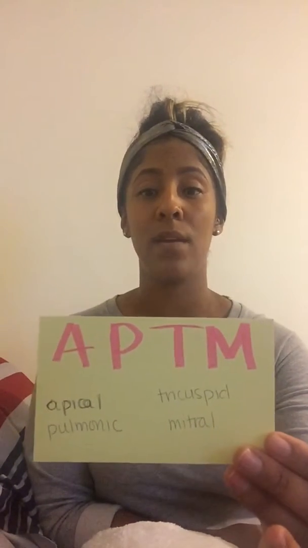Mid-clavicular, so they're coming from your clavicle going down, or mid-clavicle, excuse me, going down right under here. Fifth intercostal space, left mid-clavicular line. And that is apartment M.